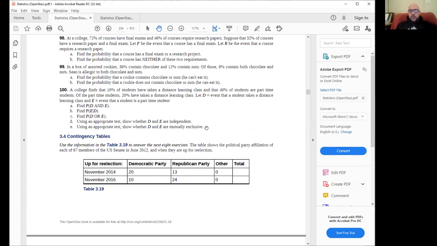Show whether D and E are mutually exclusive. This is really just a vocabulary question. D and E are not mutually exclusive because they overlap, right? They overlap 8%. In fact, 80% of D is in E. So they are very not mutually exclusive. It's actually quite likely that if one has happened, the other one has happened.